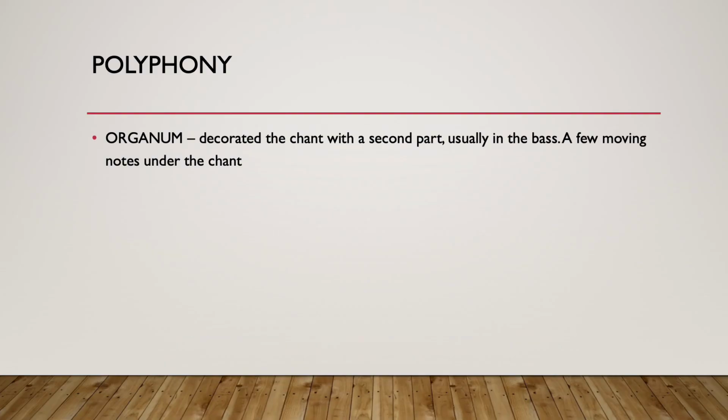The first type of polyphony we talk about is organum, and it's a decoration of the chant with a second part, usually in the bass. So you'll have the normal melodic chant in the upper voice, and the bass will add a second note, which will start to give some sort of harmonic progression or underlying harmony. There are a few moving notes just under the chant.